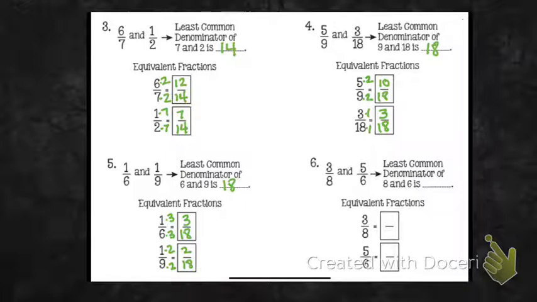And our last one then, number 6. Let's see, the fractions' denominators are 8 and 6. So the LCD for that is actually 24. So we put 24 down for both of those. And 8 times 3 gets us 24. So 3 times 3 is 9. And 6 times 4 is 24. So 5 times 4 is 20 for the correct answers there.